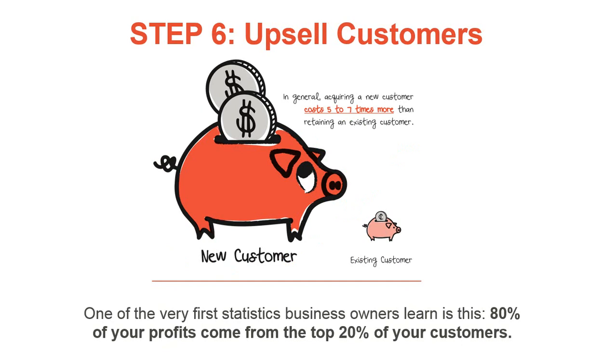So the last two is going to be upselling the customers. Now, businesses, whether you're a small business or a big business, 80% of your profits come from the top 20% of your customers. For some reason, companies spend so much money on getting new customers. If you have existing customers, they already bought from you once. They already know you. They already like you. They already trust you enough to give you their credit card. So why don't you sell them something else?